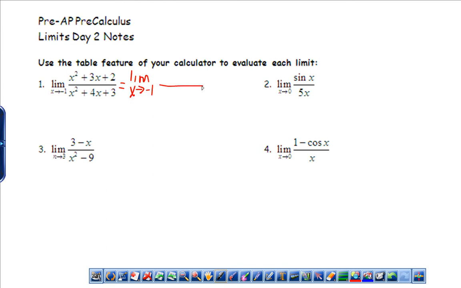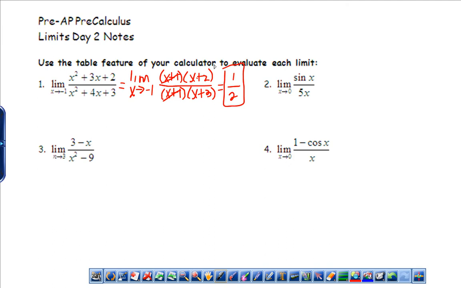Algebraically, you would need to factor. This becomes x plus 1 times x plus 2 in the numerator. And in the denominator, we end up getting x plus 1 times x plus 3. So the whole reason we had 0 over 0 is because there's a hole at -1, and when we cross that off, we can easily just plug in -1 for x. There's no discontinuity anymore. We removed it. So we end up getting 1/2.